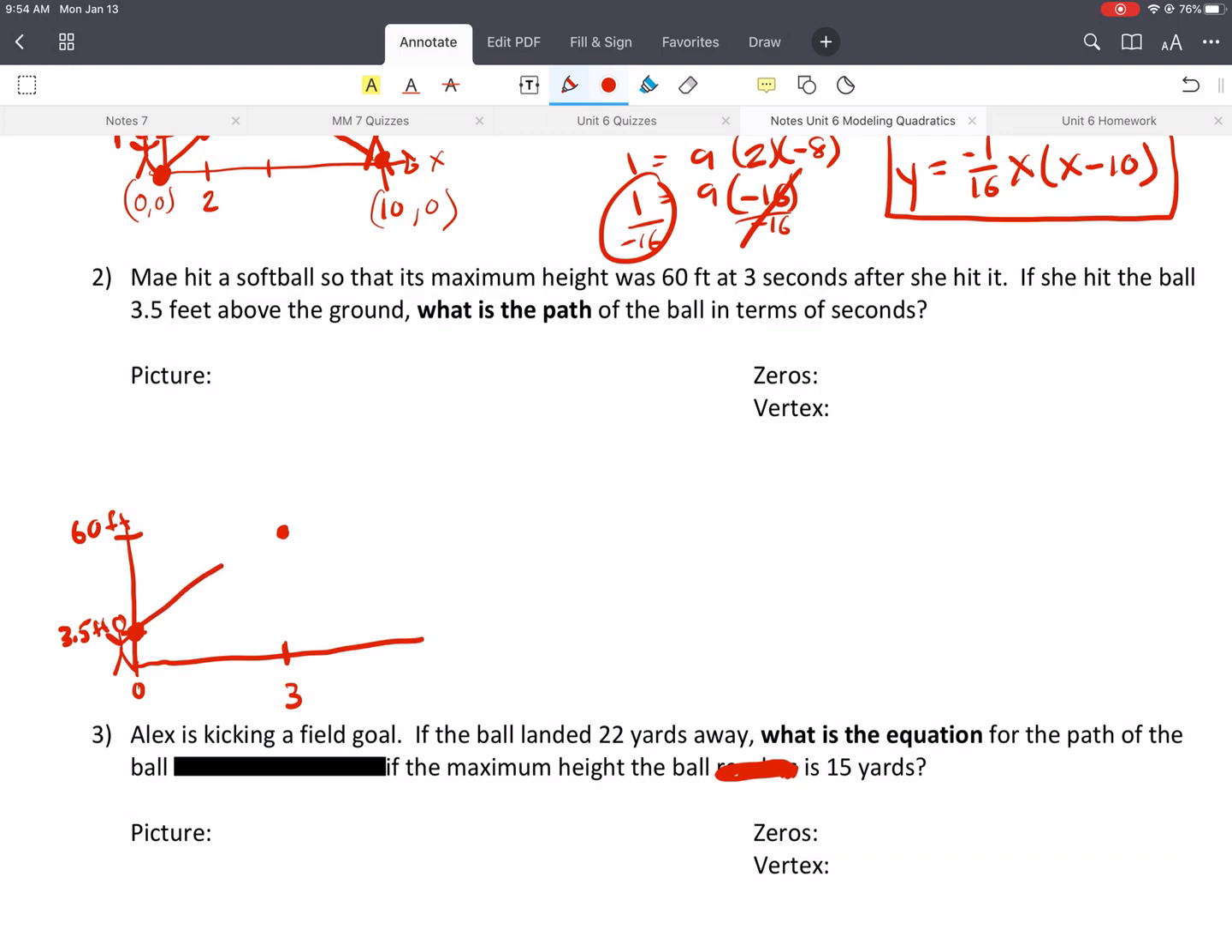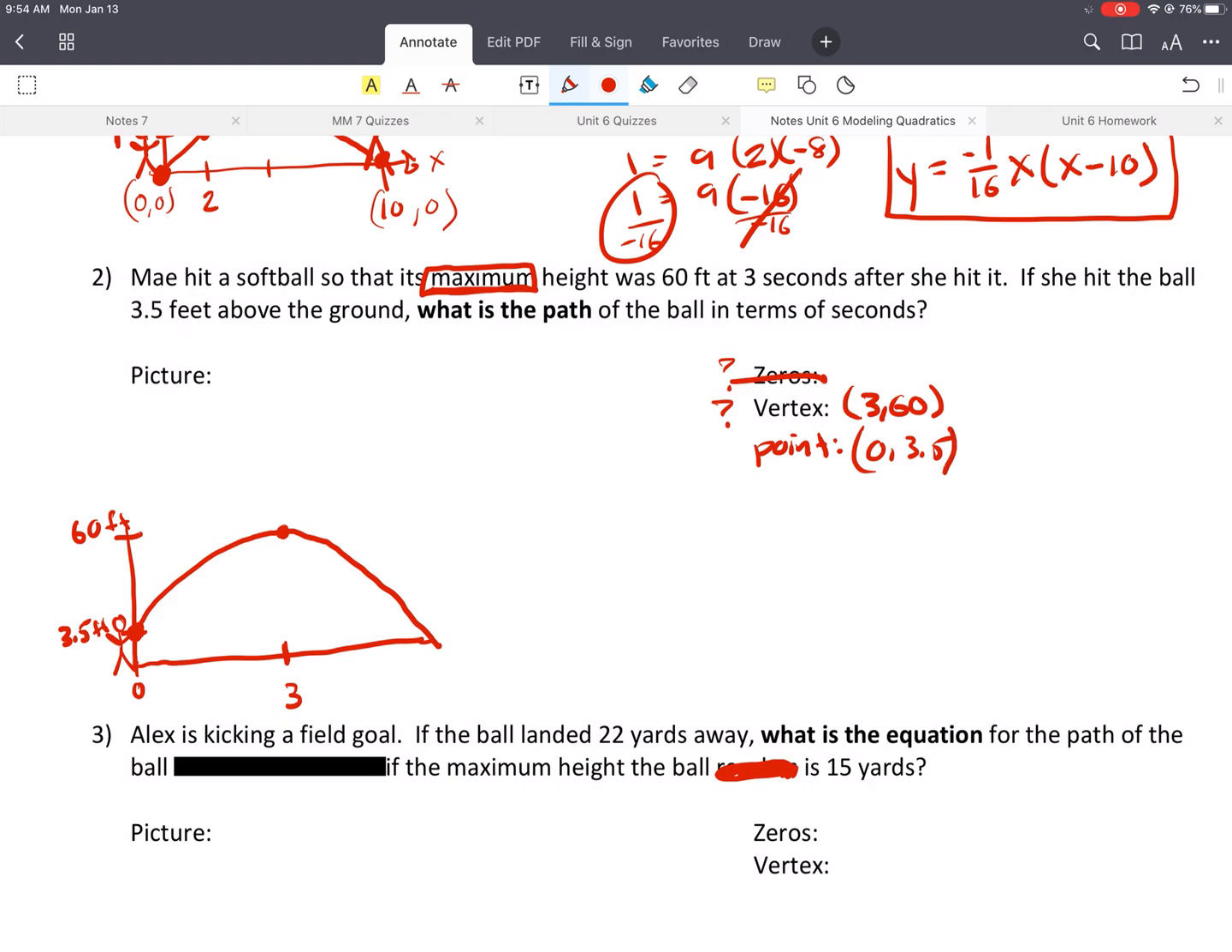So here we'd have her hit the ball. Actually, I didn't do that very well. Let me make it look like it's a parabola, and it comes and hits. So what is the key feature that they're giving? Did they give us the zeros, the x-intercepts, or did they give us the vertex? Here you'd probably realize that it's a vertex. Whenever you see a key word like maximum or minimum, that would be your vertex. So our vertex here is 3, 60, and then we also need a point. The only other choice would be 0, 3.5.